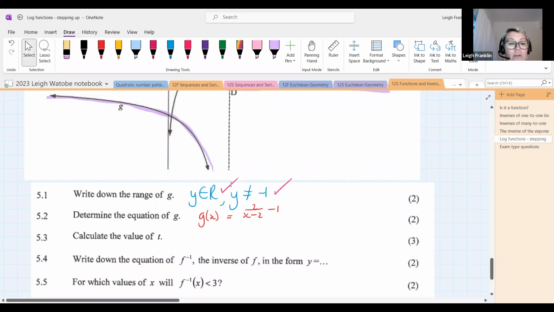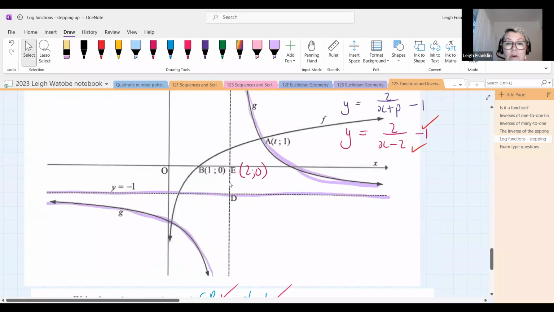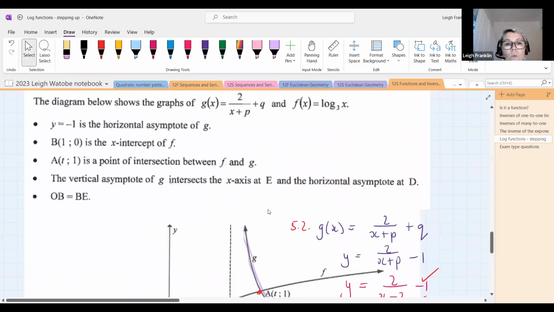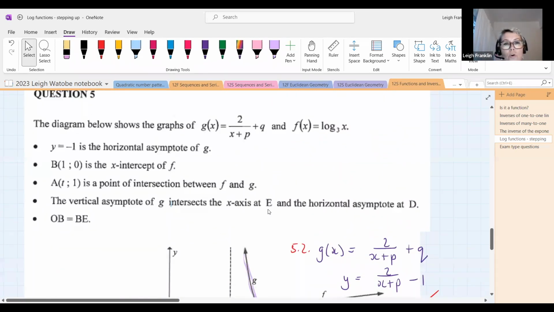Calculate the value of T. So T is the X coordinate at this point A over here. So how are we going to work out the coordinate at T? Is there only one way to do it, or could there be 2 ways for us to be able to do it? What do you guys think? How would we work out the coordinate?